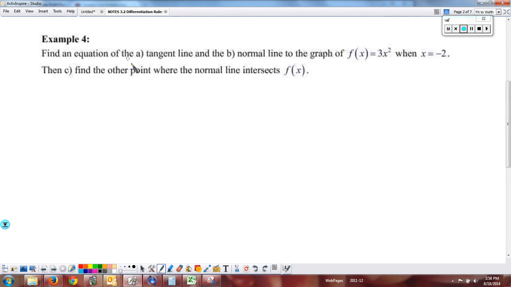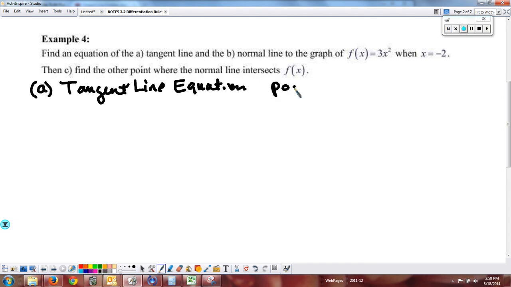All right, let's find the equation of a tangent line and the normal line to 3x squared, nice little power rule, when x equals negative 2. So let's start with the tangent line. Remember, to find the tangent line equation, you need two things. You need a point and you need a slope. So for the point, we take our negative 2 and plug negative 2 into our function and figure out our values. 4 times 3 will give us 12.